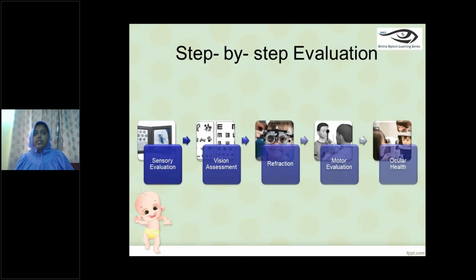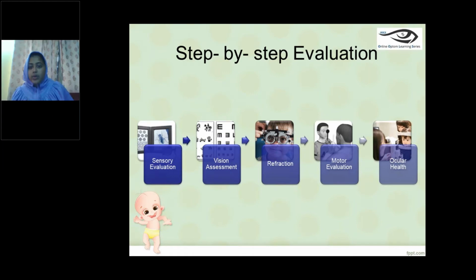This is because when the patient enters our room, the eyes are in fusion position, and we have not yet dissociated the eye by closing the eye for vision assessment or doing a cover test. We have not yet dissociated the eye. So it is better to do the sensory evaluation when the eye is in fusion position. We will be seeing each one by one.